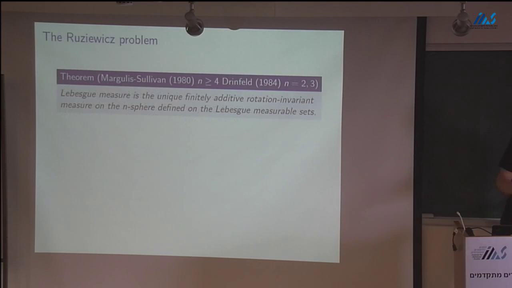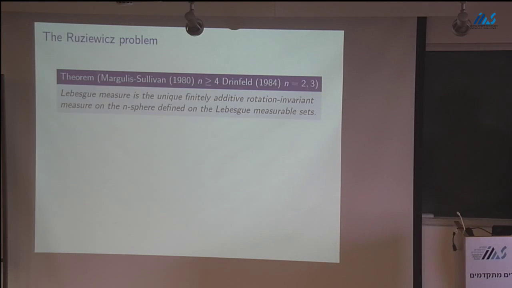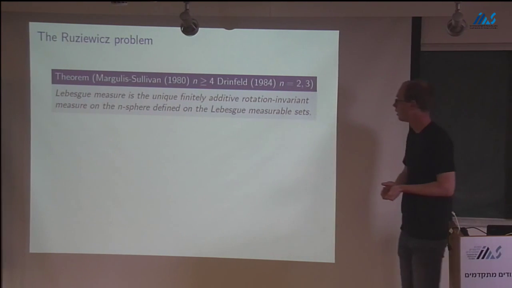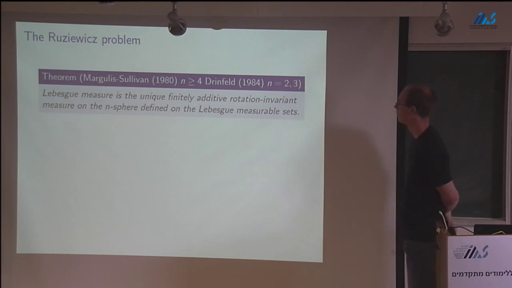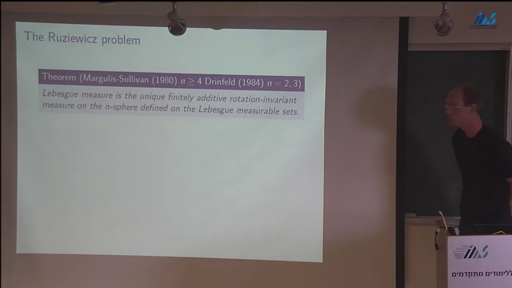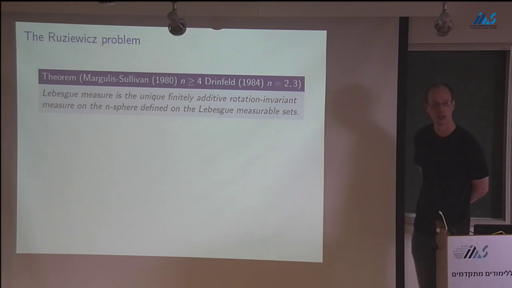Okay. So I want to mention a few open problems now. So here's a theorem of Margulis and Sullivan in dimensions at least 4 and Drinfeld in 2 and 3. Very nice theorem. Lebesgue measure is the unique finitely additive measure, which is rotation invariant, and defined on the Lebesgue measurable sets, on the n-sphere.